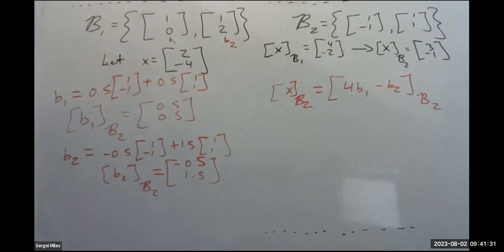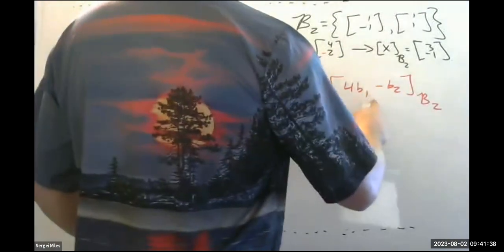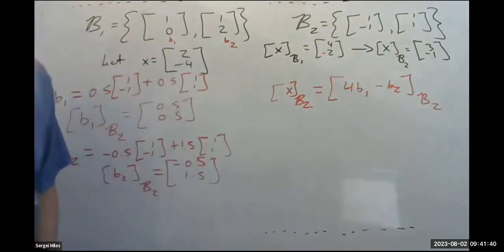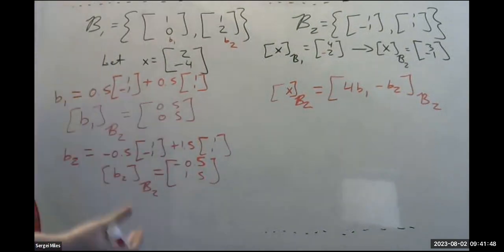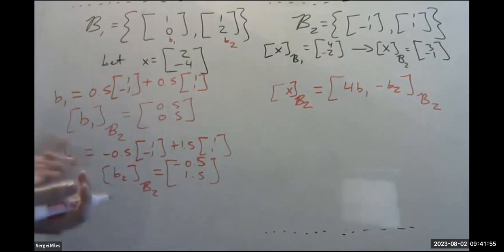Okay. But now, what can we do? Well, like we saw yesterday, the act of changing a vector into another basis coordinate vector is a linear transformation, right? Why? Because as we saw yesterday, to transform a vector into its B coordinate vector is the same thing as solving an augmented matrix.